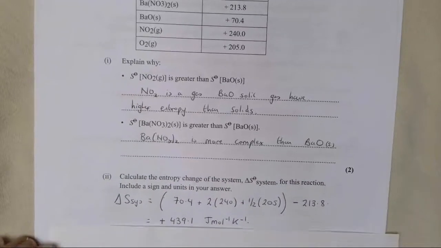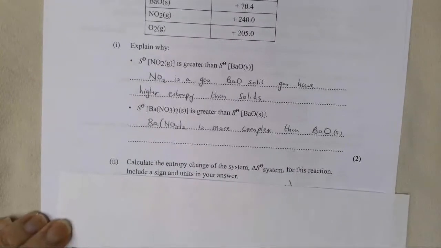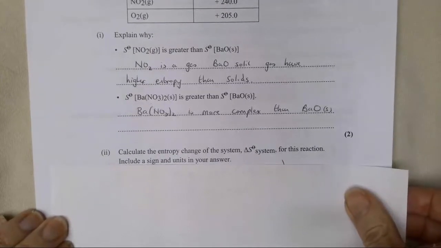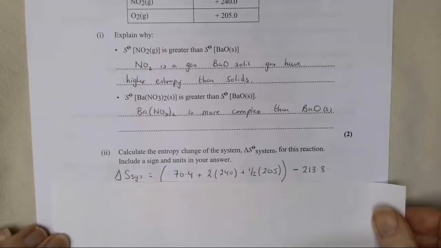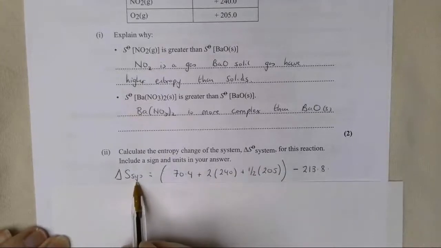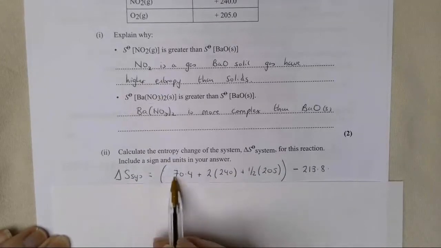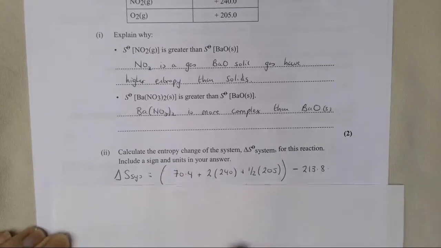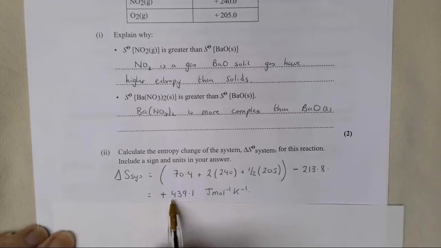Last question on this page was asking us to calculate the delta S of the system for this reaction, again with signs and units in my answer. So basically I'm just calculating my delta S system, which is where I end up, take away where I started from, and I get plus 439.1 joules per mole per Kelvin. Don't forget the sign, don't forget the units. Little bit of a double check, it's a positive value.